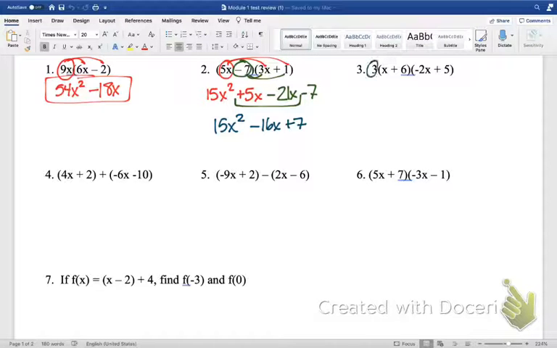Next one, I'm going to leave the 3 out there for a little while, and you'll see why. So we'll take the x and distribute it in. So I'll take the 3 and give it a bigger shell on the inside. So x times negative 2x gives me negative 2x squared. X times positive 5 gives me positive 5x. Plus 6 will be distributed in as well, so minus 12x and plus 30.